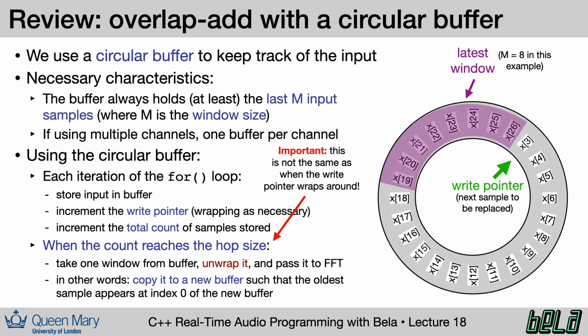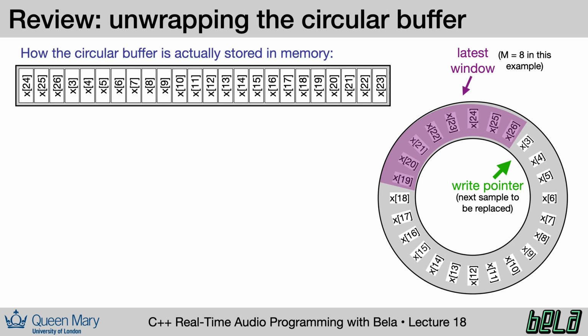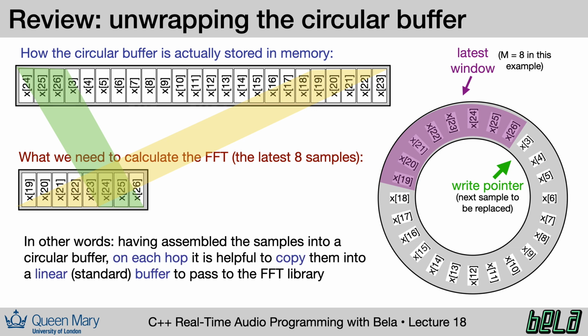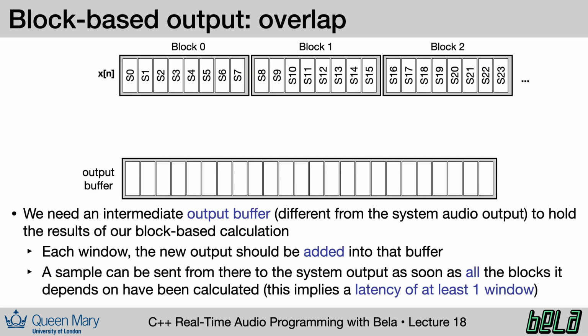Our hop size probably has nothing to do with the size of the circular buffer itself. When it came time to unwrap the circular buffer, here's what we needed to do. It was actually stored in memory as a linear array with a write pointer telling us what the most recent sample was, and what we needed to do was to copy those samples into a new buffer in increasing order. That meant that our copying routine had to be aware of the wraparound of the circular buffer. We saw this in the previous lecture using modulo arithmetic to work out where to take the samples from the circular buffer. We saw all of that in the previous lecture.